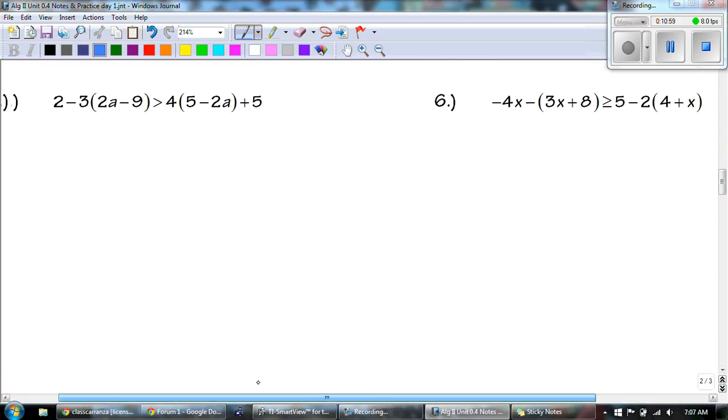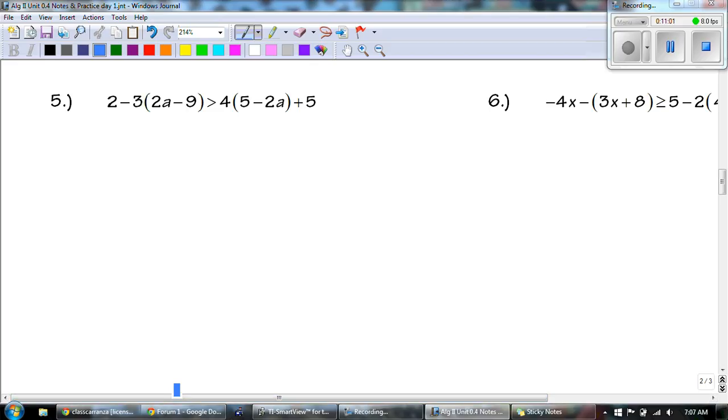Okay, so as we're going through these, the only thing that's really happening is they're getting a little bit longer, just like our solving before. So we just need to practice that and then just remembering the rules. Okay, so number 5, I have to distribute a negative. Negative 3 times 2 is negative 6a. Negative 3 times negative 9 is a positive 27, is greater than 4 times 5 is 20. 4 times negative 2 is a negative 8 plus 5.